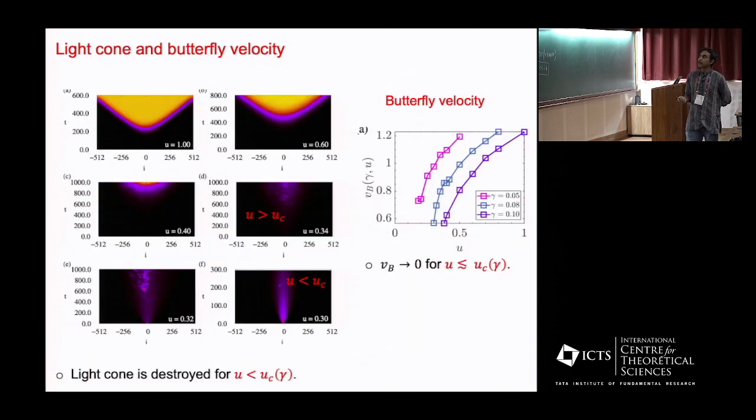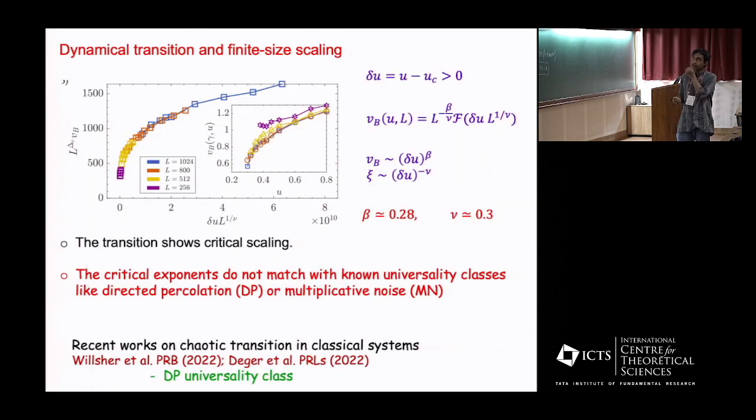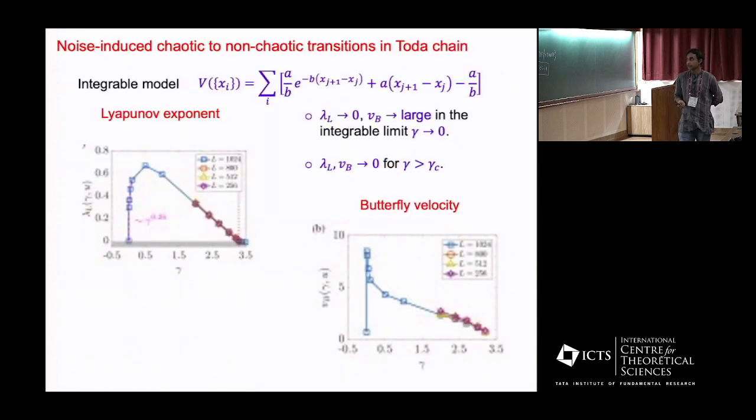You can also look at light cones, the spatial information, and show that there is a similar transition in the butterfly velocity. After you go into this non-chaotic phase, the light cone is completely destroyed. In fact you can look at this velocity and do a finite size scaling, and find that it has nice finite size scaling with critical exponents. However, these critical exponents do not match what people standardly expect, like what Sitodi discussed, such as directed percolation or Kardar-Parisi-Zhang type universality classes.